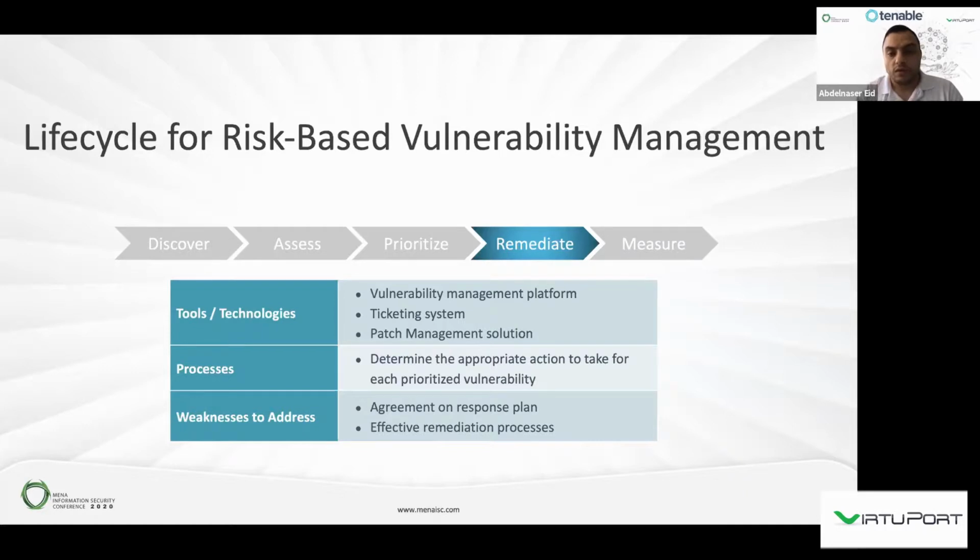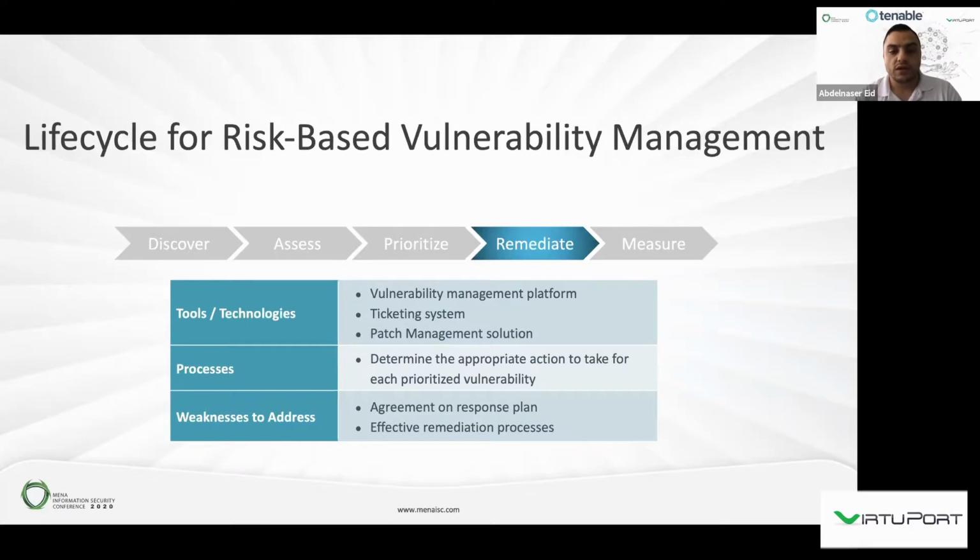So once we have those tools in place, integrated with each other, having a clear workflow between these technologies, we have to determine a proper action for each vulnerability. This action can be taken according to the criticality of that asset and criticality of that particular vulnerability and its effect to the organization processes in total.